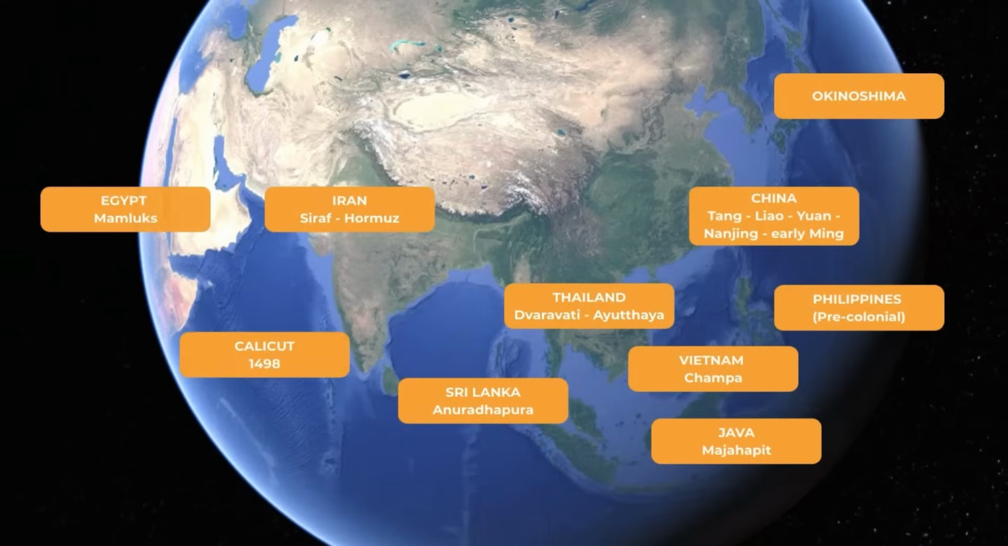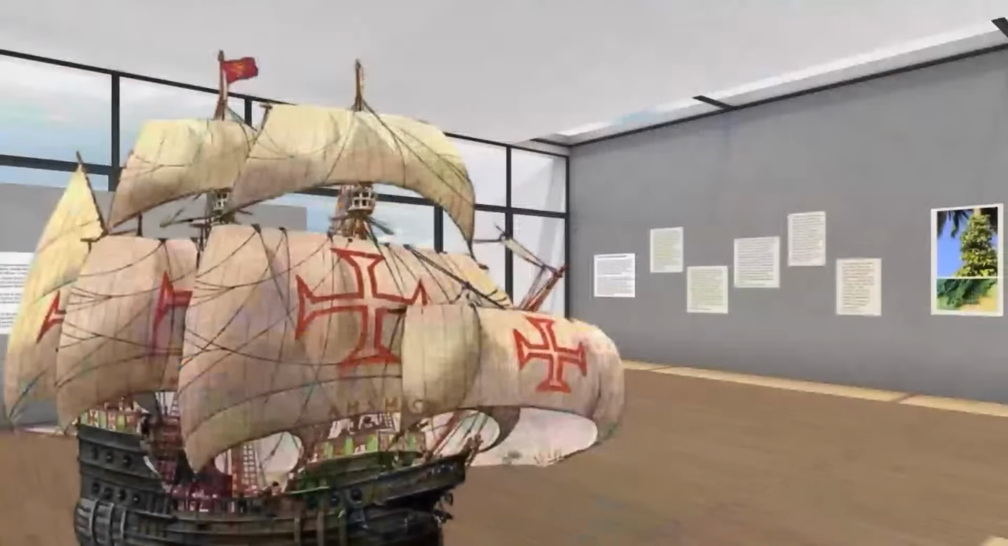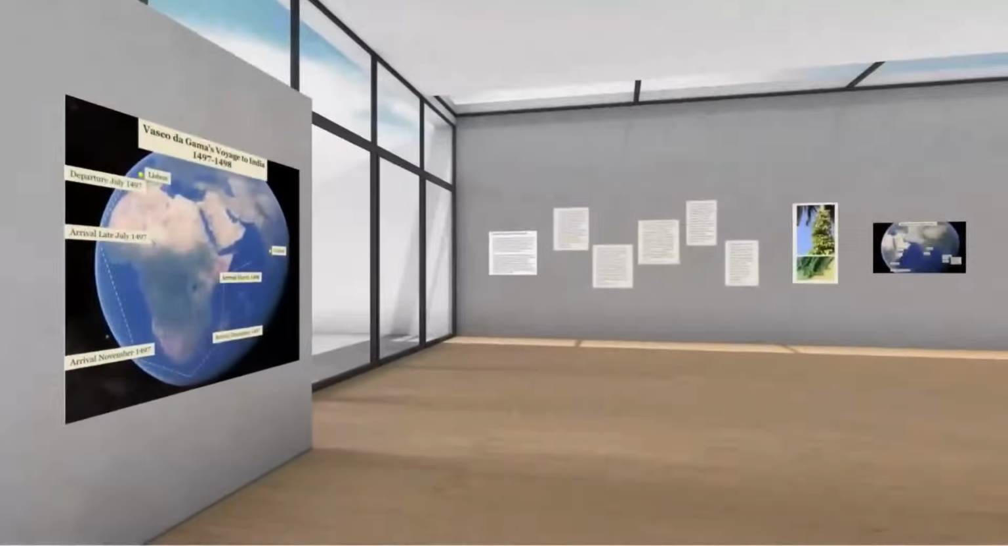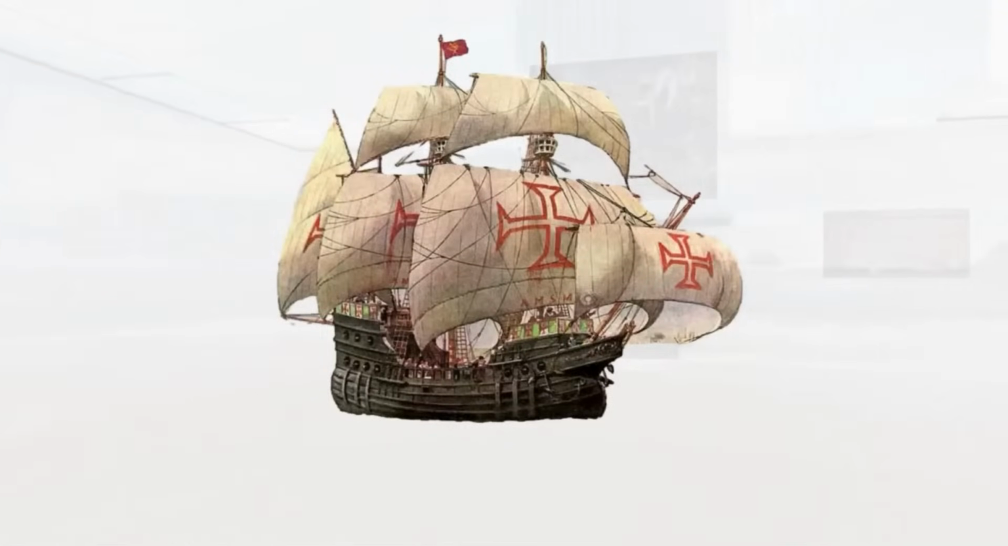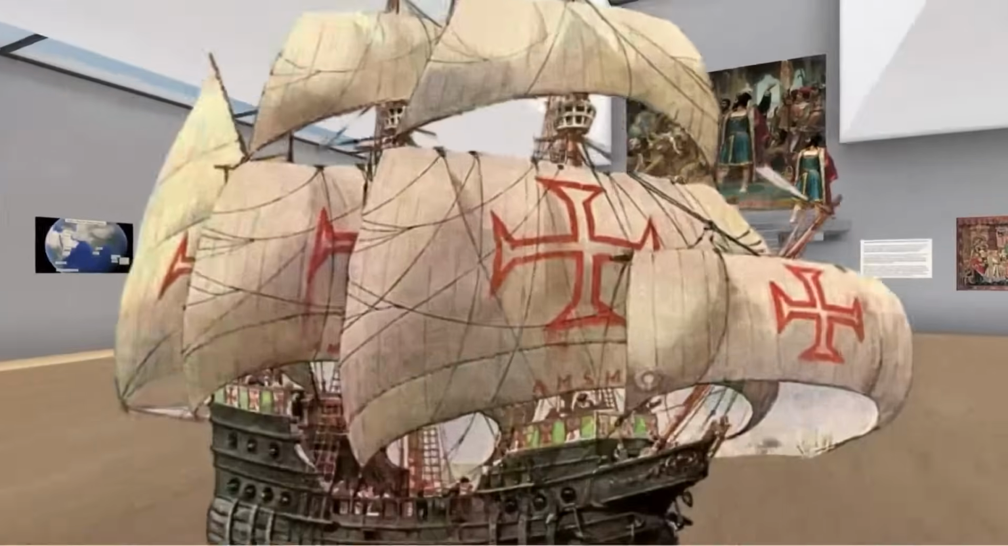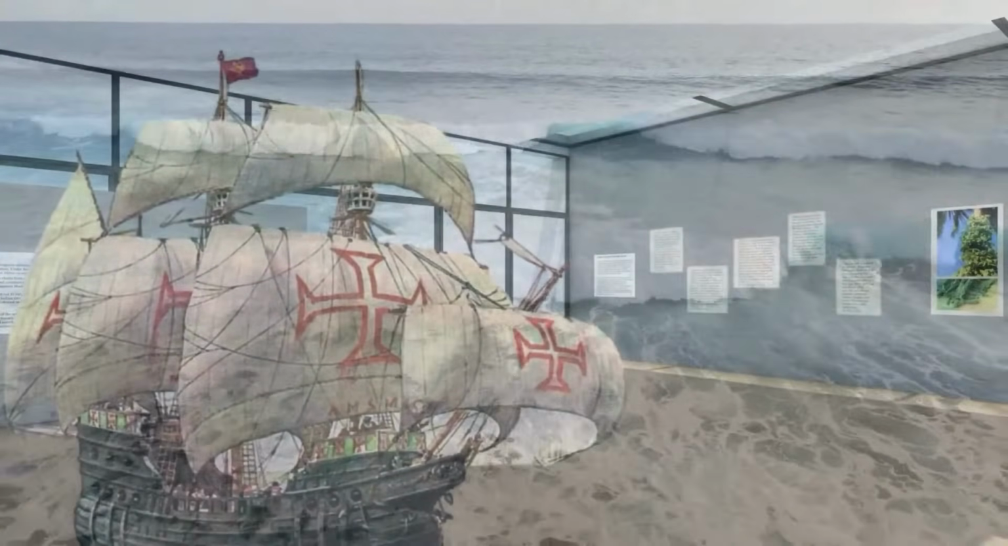It also illustrates why the year 1500 CE is our cutoff point for the Silk Road Virtual Museum. Visitors to Calicut had always described the port as a prosperous trading hub with goods from Africa, Southeast Asia, and China. It was tolerant of different religions, well-run, honest, and efficient.